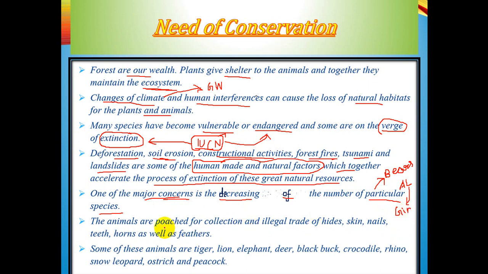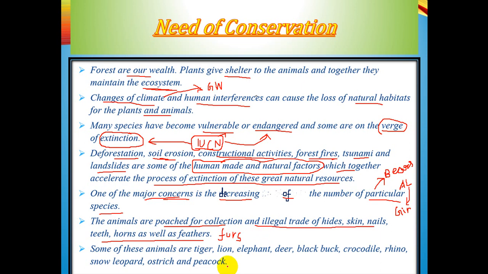Next, animals are poached for the collection and illegal trade of hides, skin, nails, teeth, horns, as well as feathers and furs. So, what is it? We human society are very greedy, and we are very keen to earn more profit for our leisure and our luxurious life, but we are creating damage to the environment. Thus there is a need for conservation.